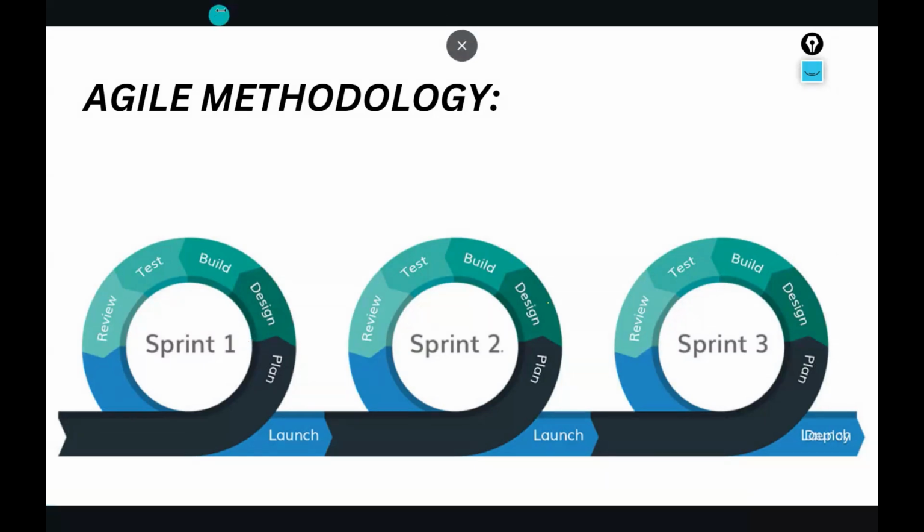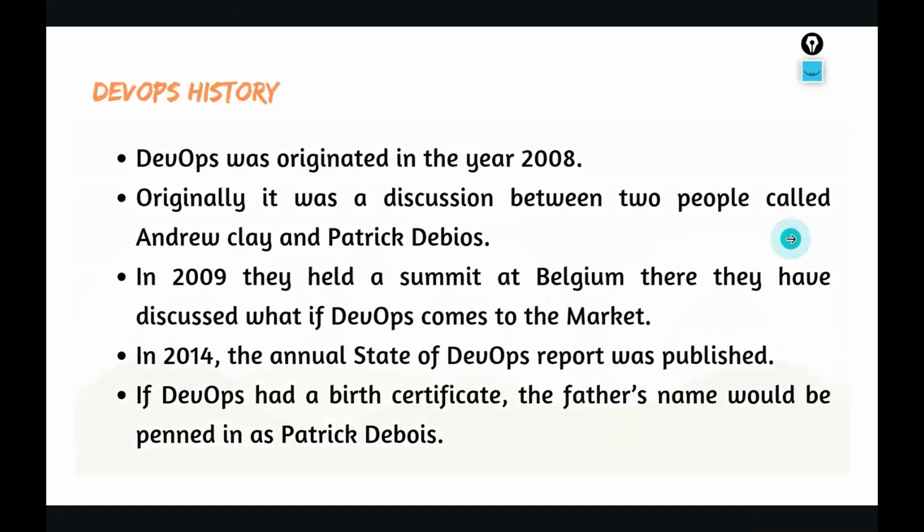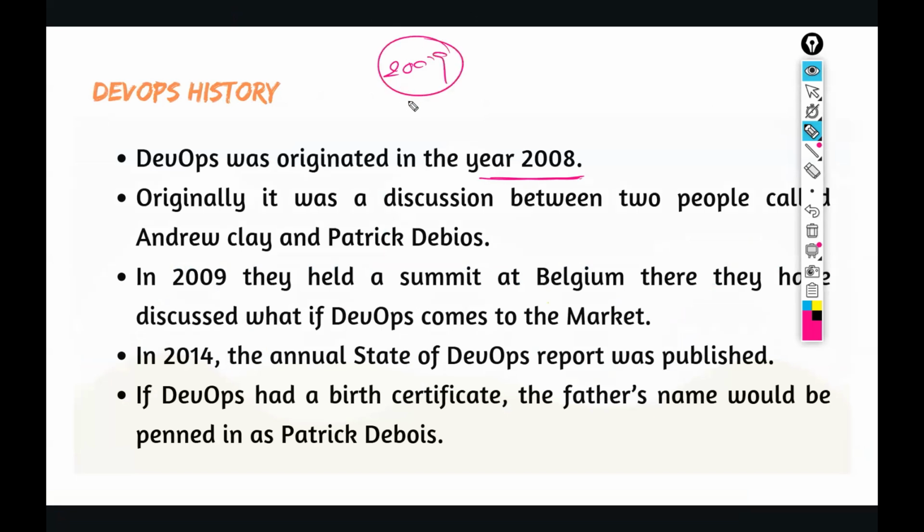Great. So then next, after Agile methodology, what do we have here? DevOps history. So DevOps originated in the year 2008, but what I have said is 2009. So actually DevOps came in the year 2009, and just the orientation happened in the year 2008.